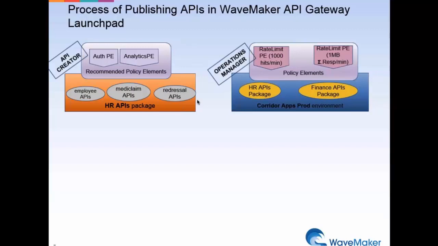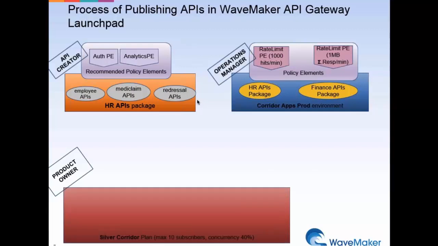Then he associates the packages, in this case the HR API package, and he also adds another package, the Finance API package, into this environment. So now at this stage we have an environment which points to the backend nodes that are running the HR APIs and the Finance APIs.